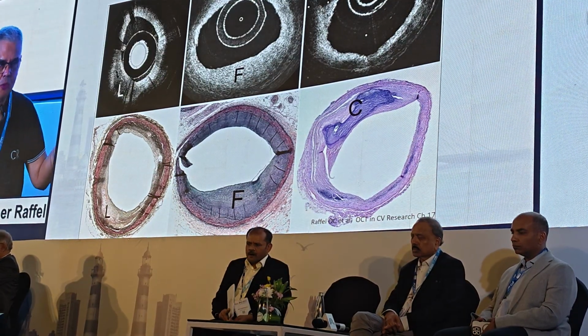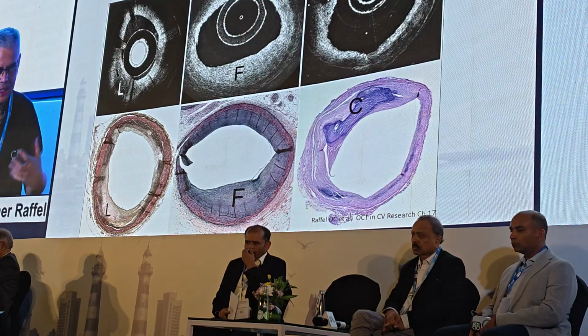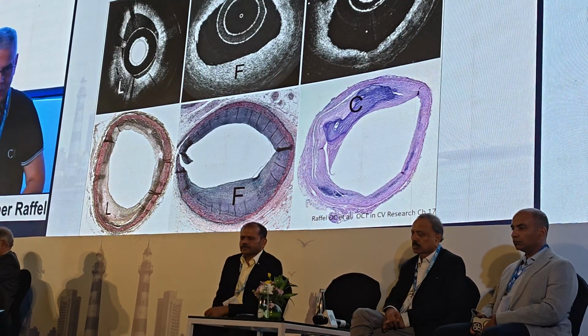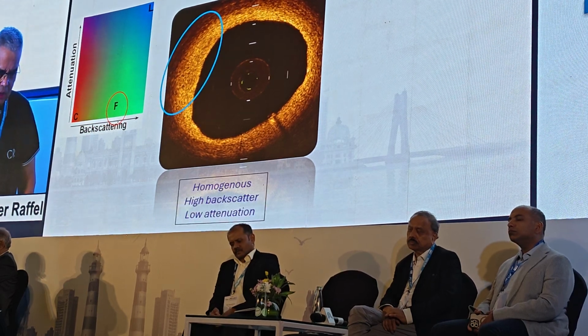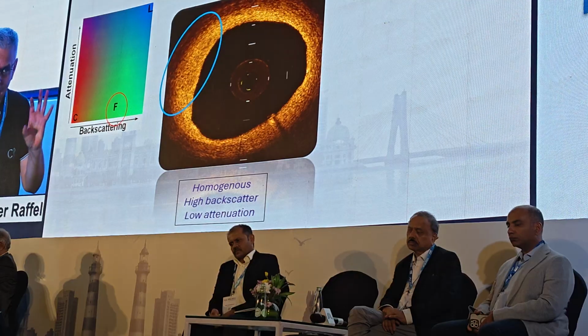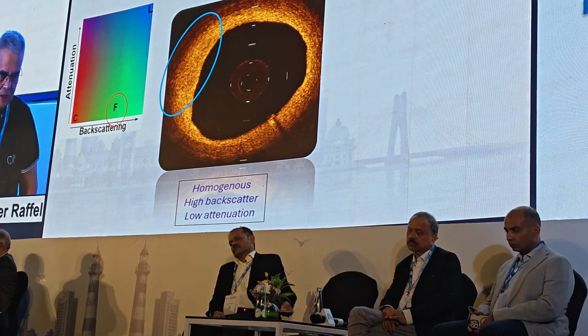OCT really came to fame with plaque vulnerability and all of that, and has now extended into PCI. Let's look at a fibrous plaque. Now, if we look at backscattering and attenuation, the fibrous plaque has very high backscattering, so it's really bright. It's also got very low attenuation, so the brightness extends quite deeply, and so it's bright right throughout. And you can then look at a fibrous plaque and make that decision as to what its character is.